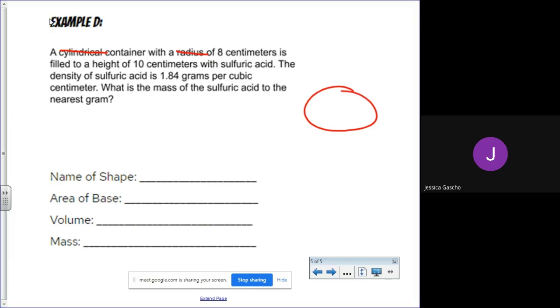So I got my circle. The radius is 8. It is filled to a height of 10 centimeters with sulfuric acid. The density of the sulfuric acid is 1.84 grams per cubic centimeter. What is the mass of the sulfuric acid to the nearest gram?